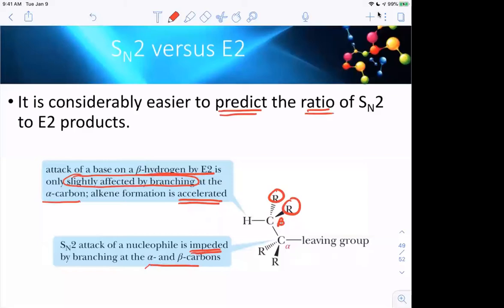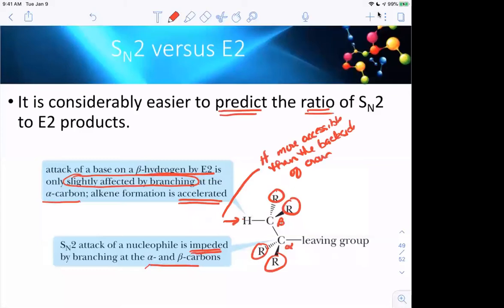In that case, when my alpha or my beta carbon is very crowded, this hydrogen is more accessible than the backside of that crowded alpha carbon. So this will favor elimination. Steric crowding on the alpha and the beta carbon will favor elimination.